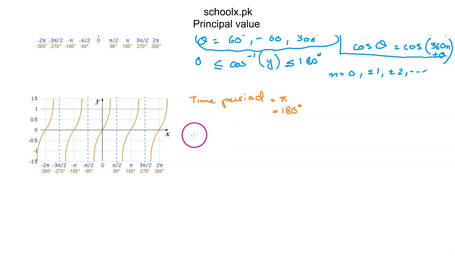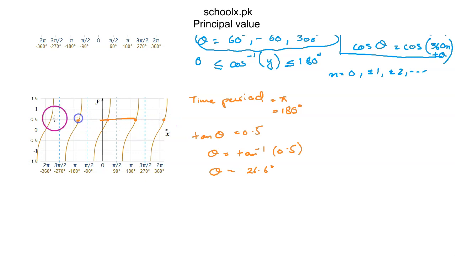Let's say I have tan of theta equals 0.5, and I want to find theta. I'll do tan inverse of 0.5, and I'll get the answer 26.6 degrees. So 26.6 degrees is giving me 0.5, right? This is 0.5 right here, at 26.6 degrees. And so is this angle, and this one, and so is this. Now how to find the values of the other angles? This one, and this one, and this one.